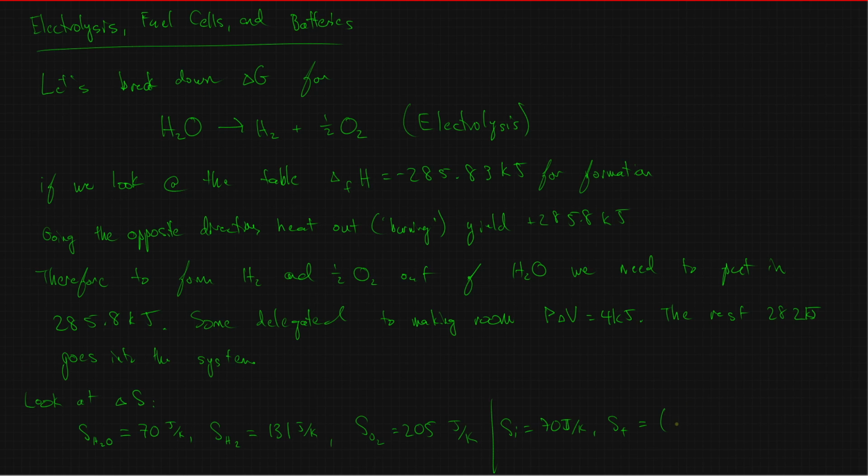That would be 131 plus 2 1/2 205. It's a half of what O2 is listed as. It's just a single oxygen. And that is also joules per Kelvin. And so we can find that delta S is plus 163 joules per Kelvin. So we gain entropy by breaking up water into its constituents. Would like to have that all on one page, but oh well.